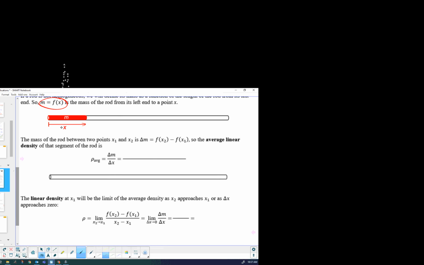Now, suppose we're looking between 2 points, so somewhere in the middle of our rod. Then we would call the mass in that section the change in mass, or a delta M. So this would be our delta M in this section here that you can see in the diagram. That's where my left end is x1 units away, and my right end of that section is x2 units away from the left end of my whole rod.